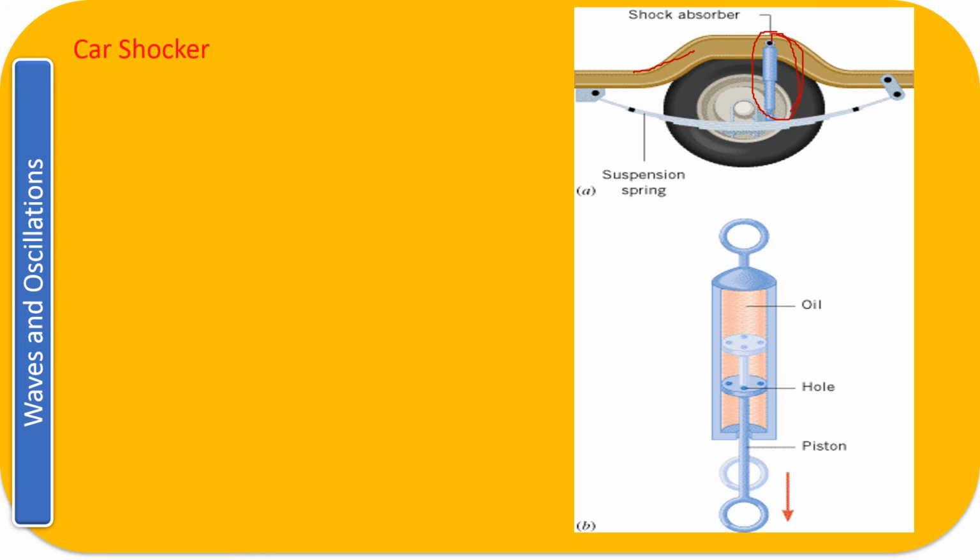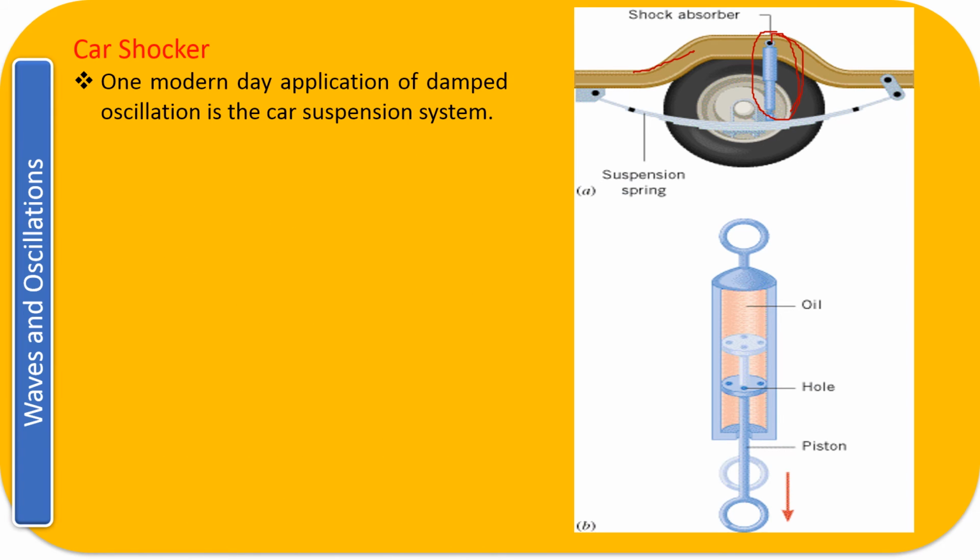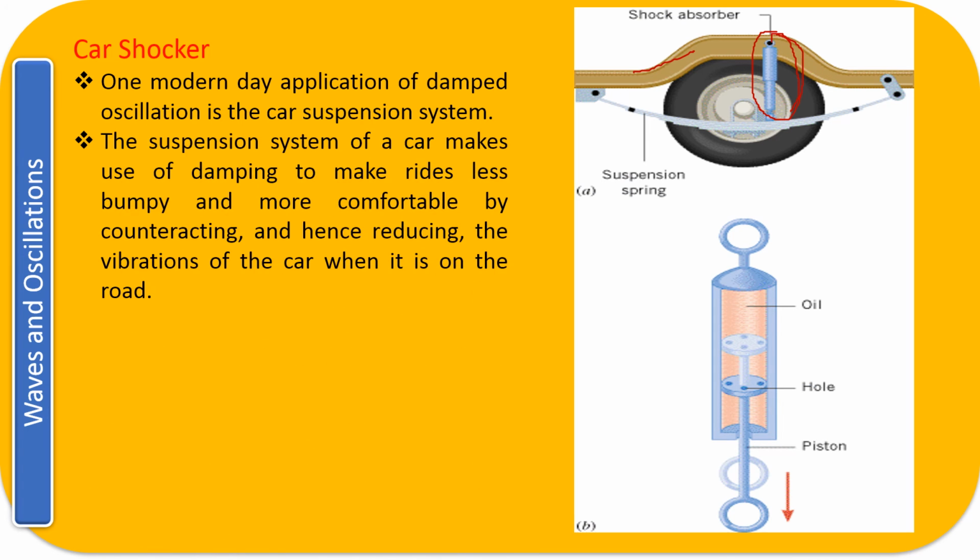This is your shock absorber that we are attaching between them. Now what is the role of this shock absorber? All of you know. One modern day application of damped oscillation is the car suspension system. The suspension system of a car makes use of damping to make the ride less bumpy and more comfortable, by contracting and hence reducing the vibration of the car when it is on the road.